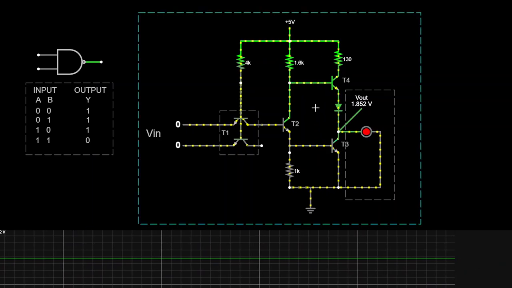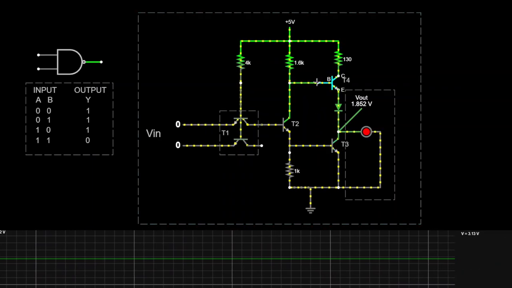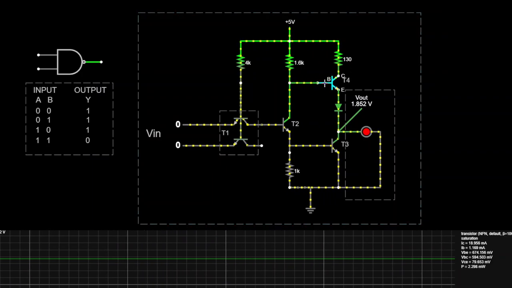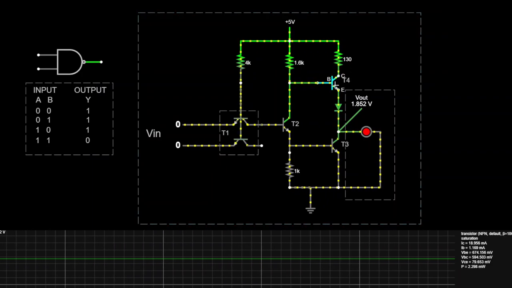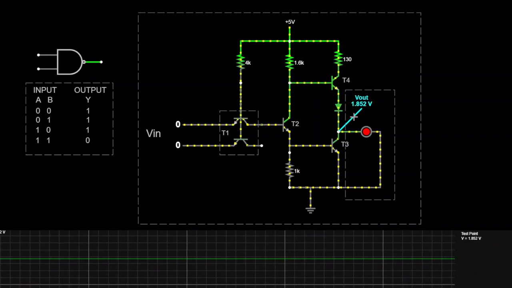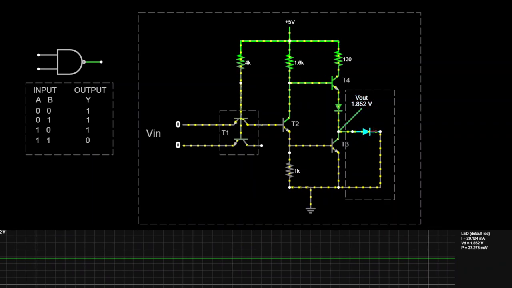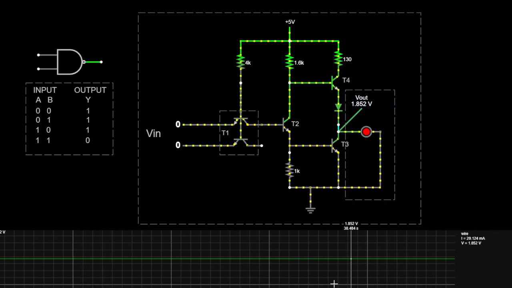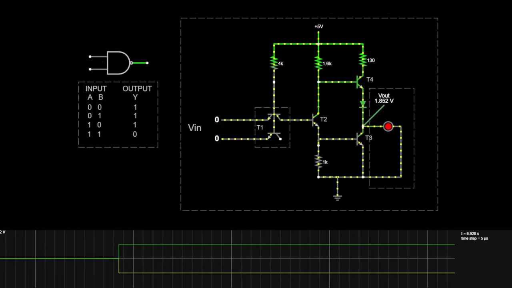With T2 and T3 in the off state, there is enough voltage to trigger transistor T4 and the diode. Consequently, current flows through transistor T4 and the diode. The output voltage is high, representing logic 1. Since an LED is connected as a load, current flows, causing the LED to glow. Now we can check another condition.